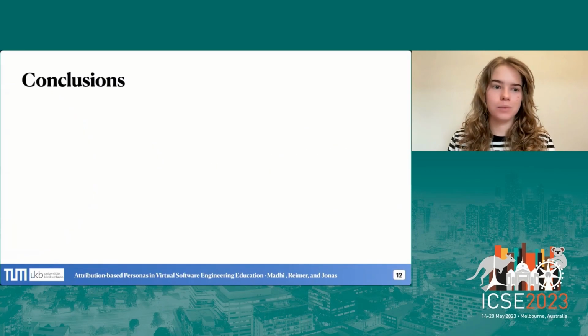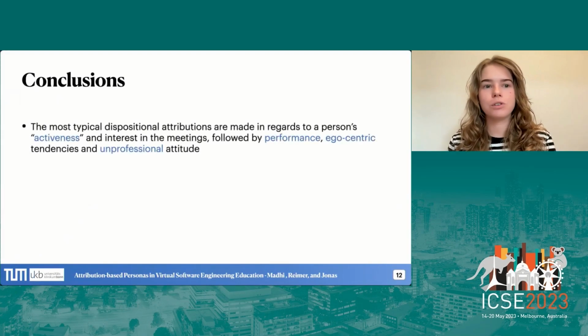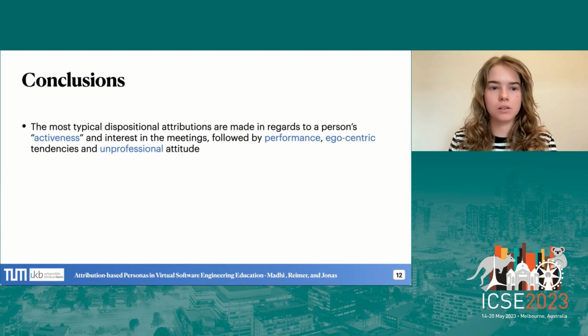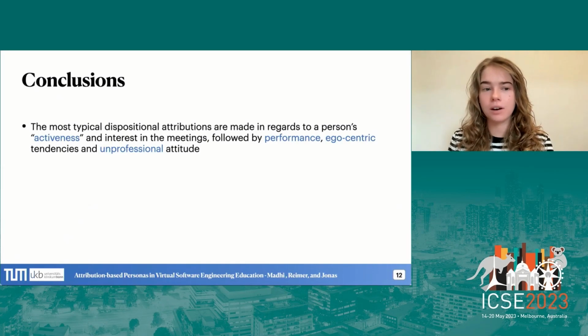All right, to conclude this presentation, I want to again highlight our main contributions. So first of all, the most typical dispositional attributions are made with regards to how active a person is and how interested they are, followed by performance, egocentric tendencies, and an unprofessional attitude. And the behaviors that are mostly unaccepted in the meetings relate to distractions and engagement. And the appearance is less judged, and usually technical difficulties are tolerated and understood.